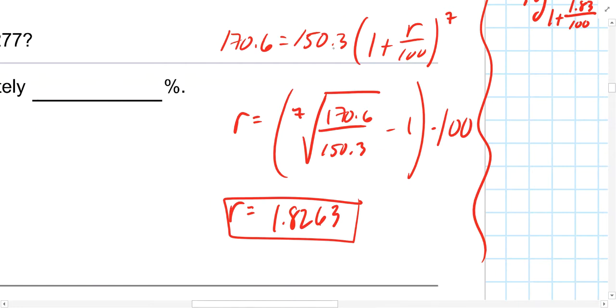In this case, I know that working through the opposite of the order of operations, I'm going to divide by 150.3 to move this number to the left-hand side. Then I'm going to take the, I'm sorry, not the cube root, but the 7th root to eliminate the power of 7. After that, I'll subtract 1 from both sides of the equation, and then ultimately multiply by 100 in order to isolate the value r.